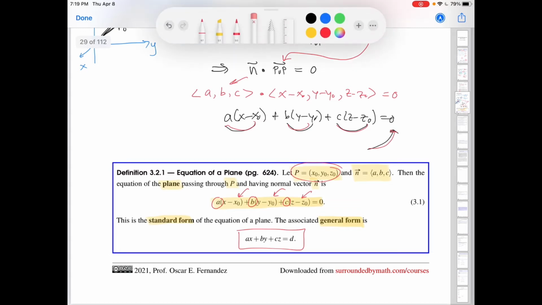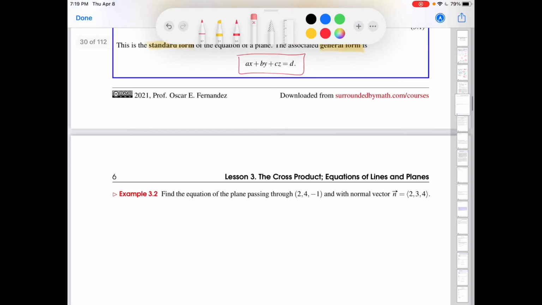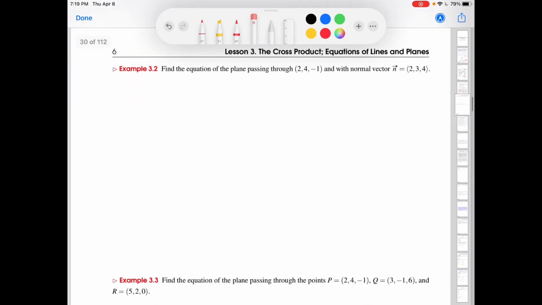Great, so that is pretty much it in terms of deriving the equation of the plane. So what I want to do now is do a couple of examples and then illustrate for you how this also relates to the cross product. We'll see that in this example down here. Okay, so let's do example 3.2 first.